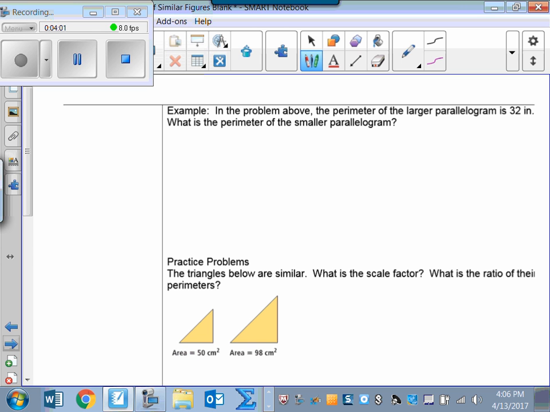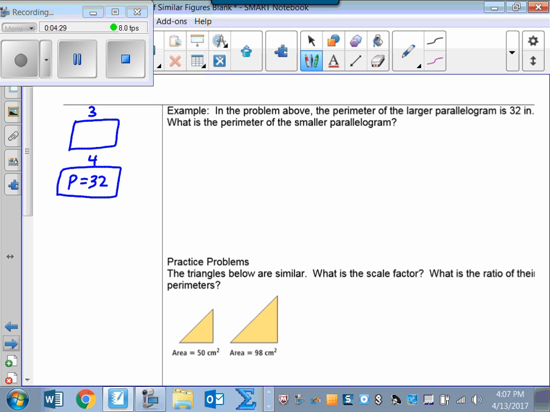In the problem above, the perimeter of the larger parallelogram is 32. So let me just quickly sketch those back up here. We had 3 and 4, scale factor of 3 to 4. The perimeter of the larger one is 32. What is the perimeter of the smaller parallelogram?